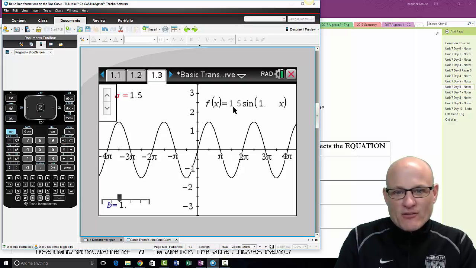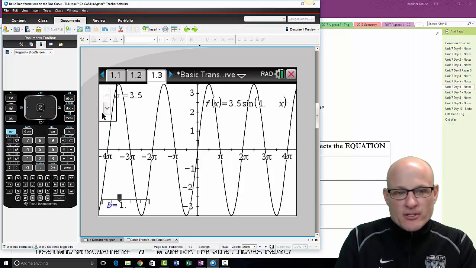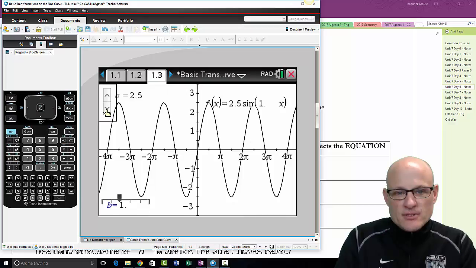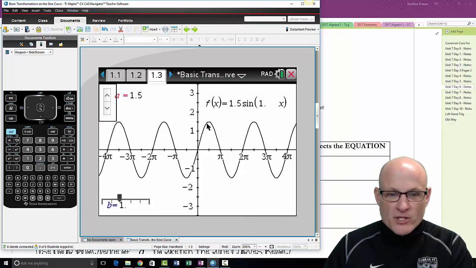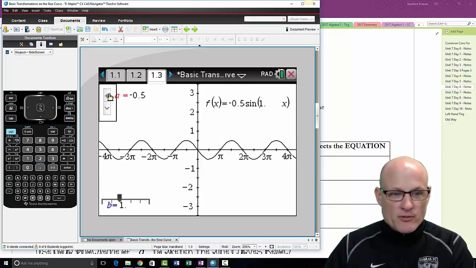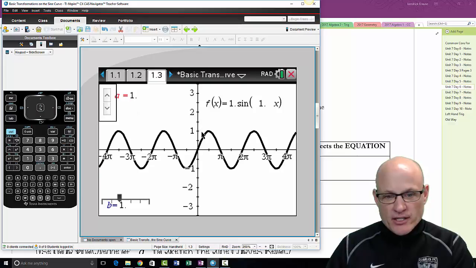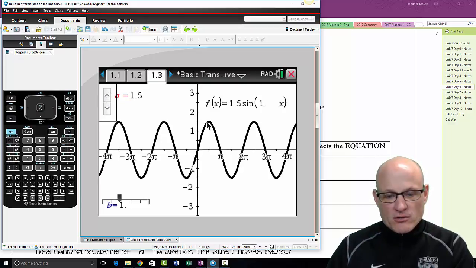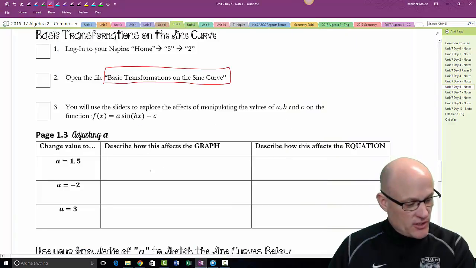That's a dilation. If I change it again, it's getting steeper and steeper, and then I go down. So when it's at 1.5, what happens? What's my max point? My max point when this is 1 is 1. What's my max point when I'm at 1.5? Oh. So how does this affect the graph? It changes the highest point, or the maximum, to 1.5.